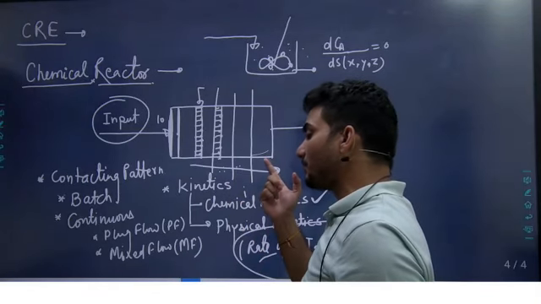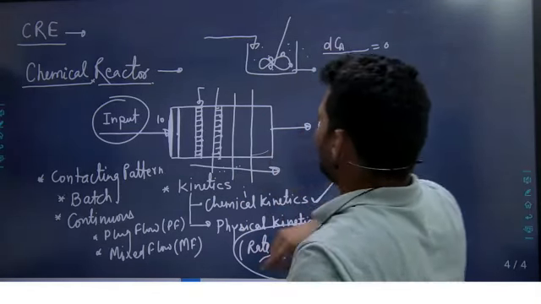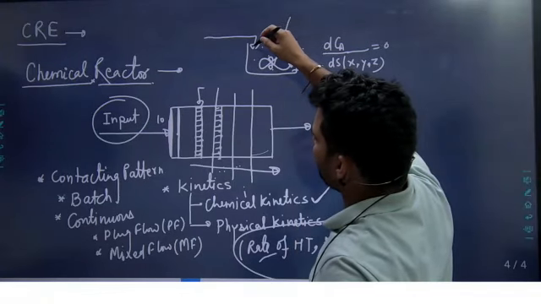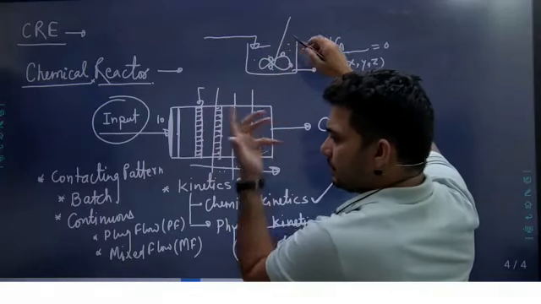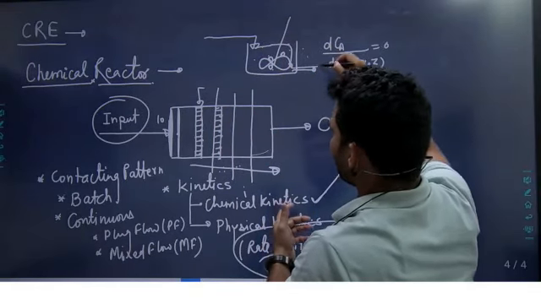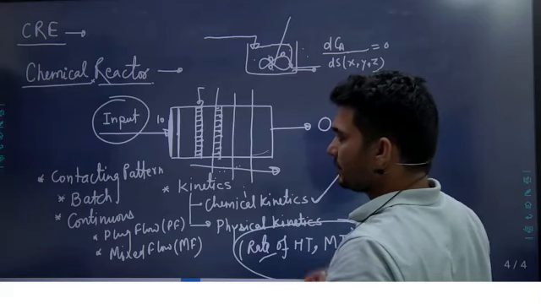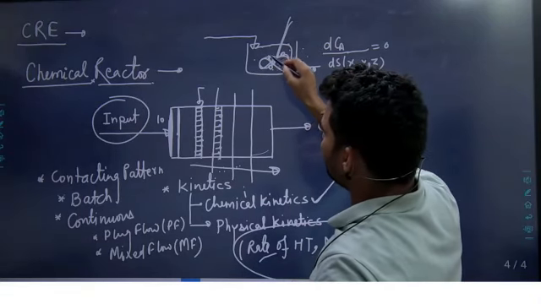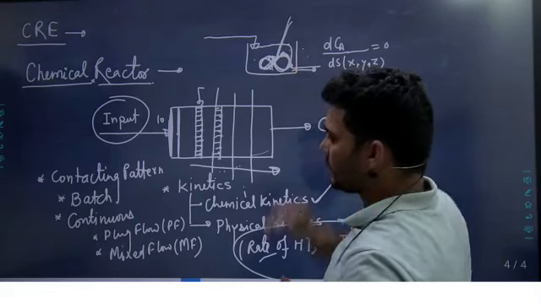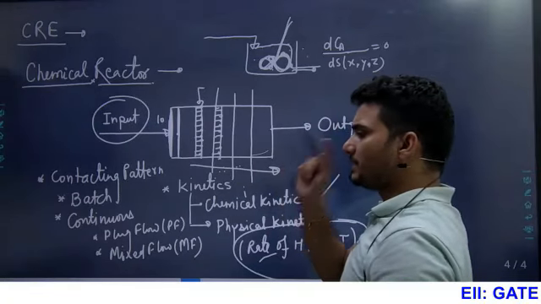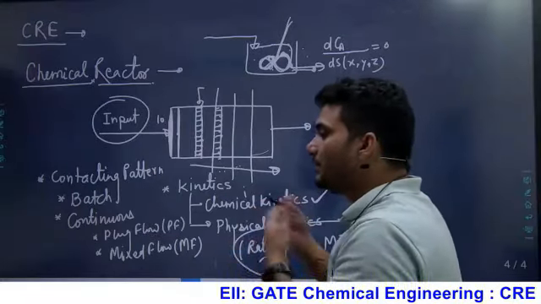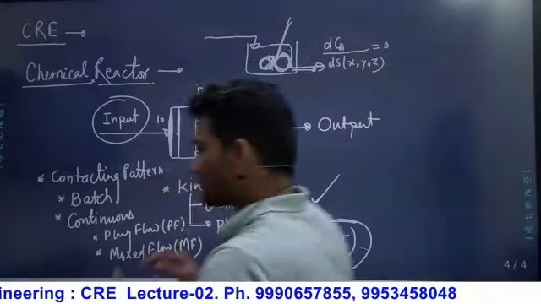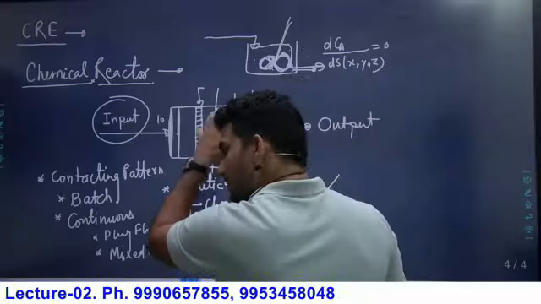But in actual condition, what will happen? Some reactant does not participate, does not come into mixing contact, and directly goes out. It is stuck with the agitator, and after that it comes out. So these will be non-ideal conditions. When I discuss non-ideal reactors, at that time I will tell you.